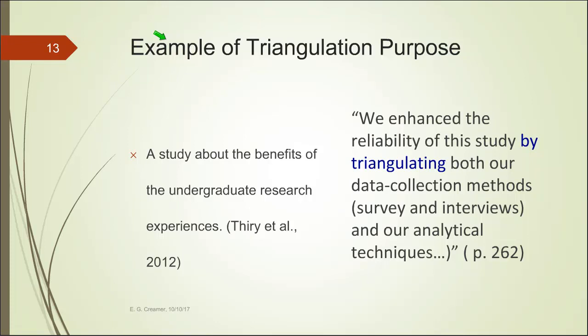The example from a more academic side is one of the exemplars I use in my book by Theory et al. And this is a study of the undergraduate research experience. And you can see right in their purpose statement the orientation, the purpose of trying to triangulate their data, to triangulate their survey and interview data to build up the credibility of their findings.